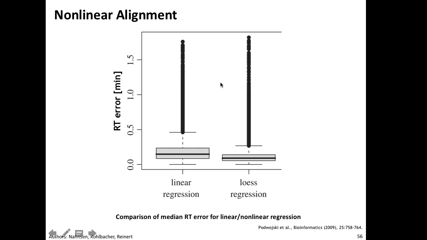What you see is that the retention time error goes down, but that is to be expected. You can do things like lowess regression, and you have a much reduced RT error, but actually for the linking of peptides across maps, the effect is much less pronounced.